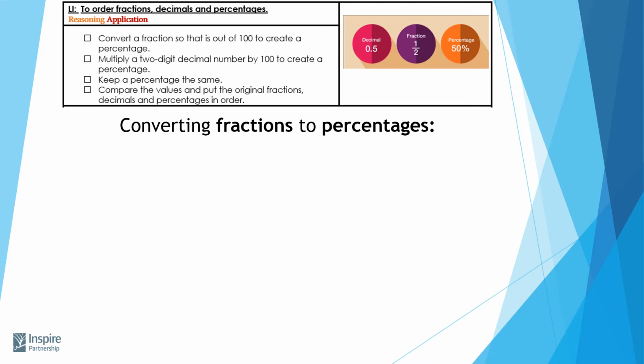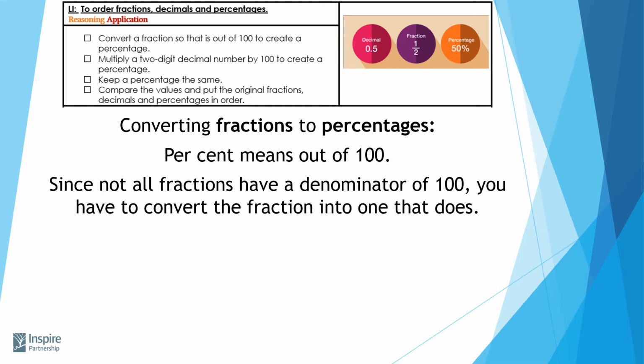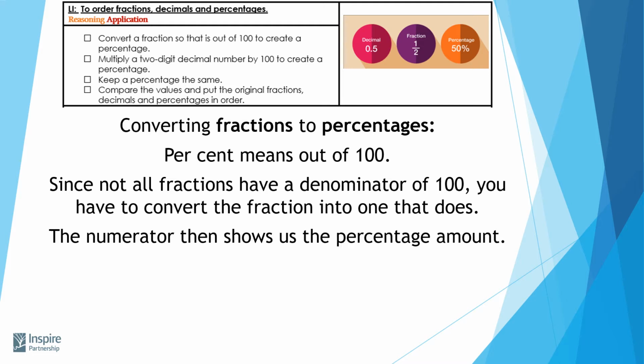But let's have a look at how we start by converting fractions to percentages. We already know that percent means out of 100. However, since not all fractions have a denominator of 100, it means you have to convert the fraction into one that does. The numerator then shows us the percentage amount. So let's have a look at this fraction here, 12 over 25. What would that be as a percentage?